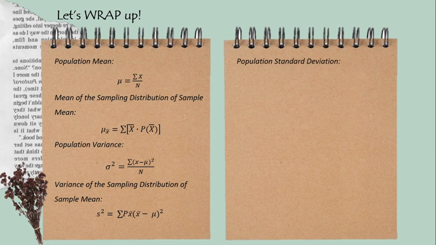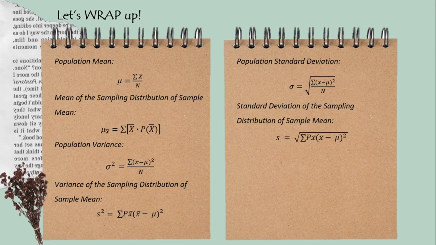And for the population standard deviation, we have sigma, which is equal to the square root of the summation of x minus mu squared over n. And the standard deviation of the sampling distribution of the sample mean is the square root of the summation of p of x bar times x bar minus mu squared.